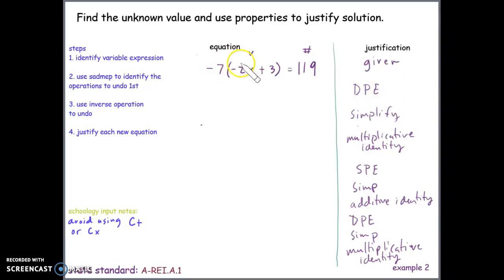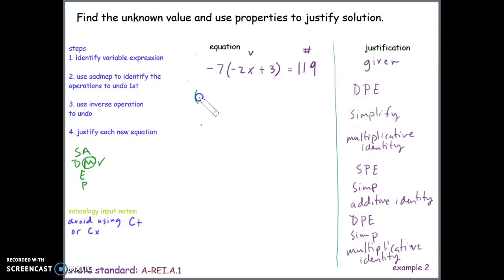So in the last example we distributed first, but this is telling us that we need to divide first. So if you think back to SADMEP, there's nothing that is being added or subtracted on the outside of the parentheses on the variable side, but there's something that is being multiplied. So we're right here. This negative 7 that we would normally distribute is being multiplied. So we can do the inverse operation to undo it. The inverse of multiplication is division, so we're going to divide both sides by negative 7.